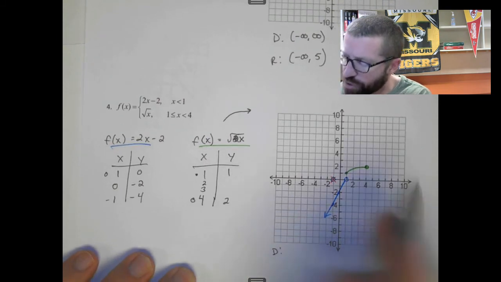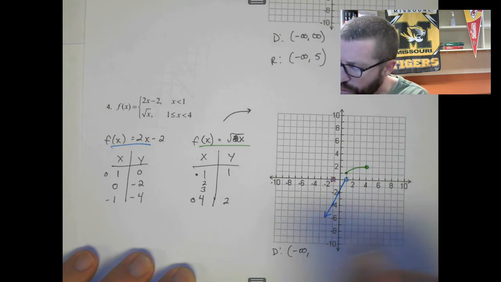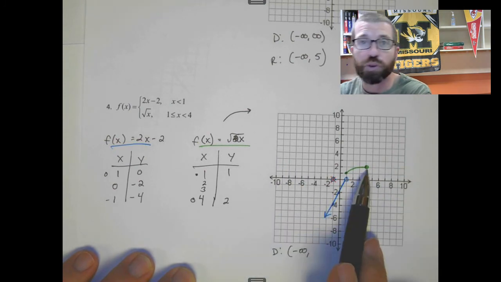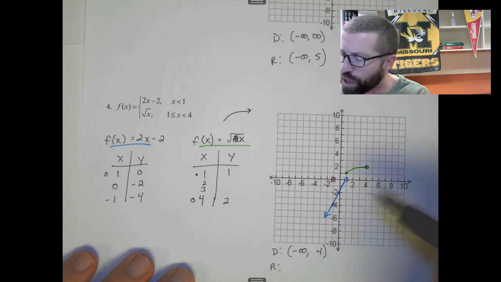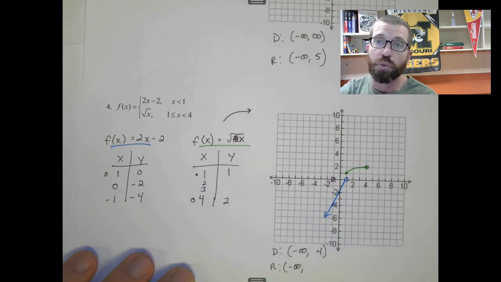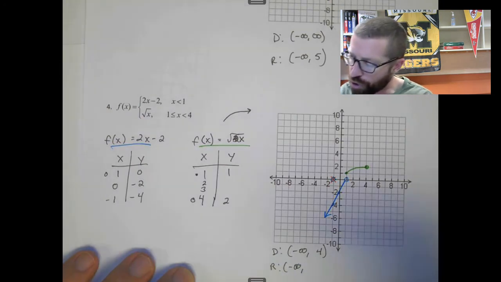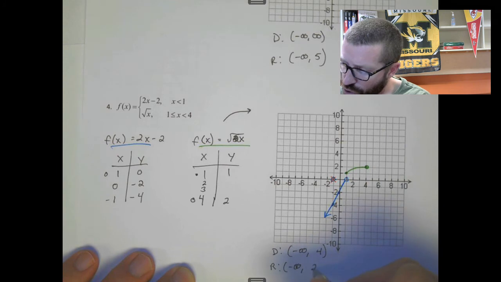Domain is left to right. This line's going to go left forever. So it's negative infinity. But the furthest right we go is this 4 with an open circle. So we use a parenthesis. And then your range, the furthest down you go is negative infinity. And then range goes bottom to top. The furthest up you go is 2 with an open circle. So that's 2 with a parenthesis.